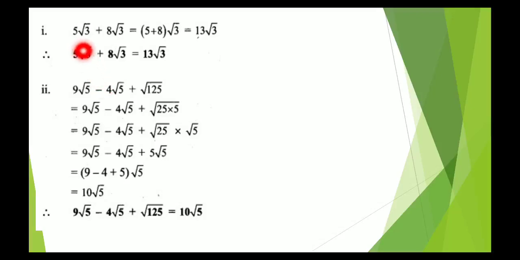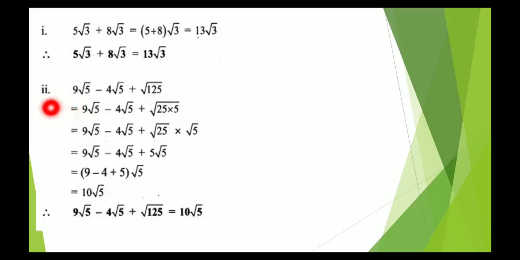Okay, question number 1. 5 root 3 plus 8 root 3. Here the order is same, as well as the radicand also same. So we can directly do the addition. That is 5 plus 8 in bracket root 3, so common, is equal to 5 plus 8 is 13. Root 3 is the answer.